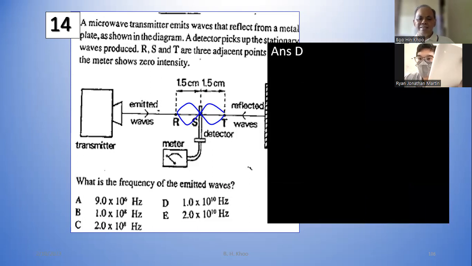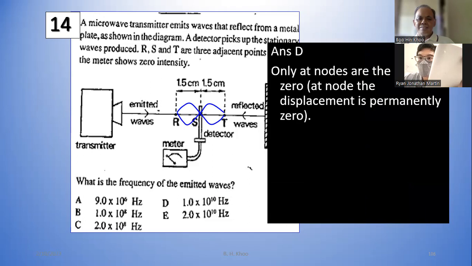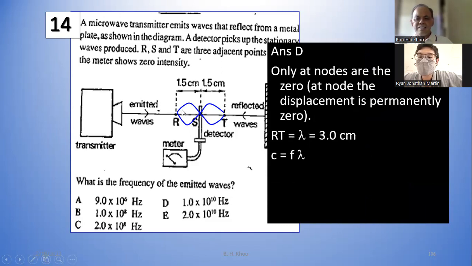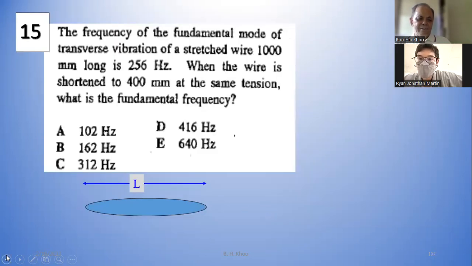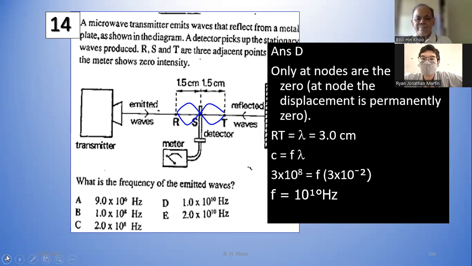Speed, you use the speed of light. Only at the nodes is the intensity 0. So at the nodes, the displacement is permanently 0. That's why you got 0 here, 0 here, 0 here, at R, S and T. So RT is your 3 cm. Then use speed is f times lambda. Put in there, calculate your frequency. Okay or not? Yes, I understand. Try another one. This one.